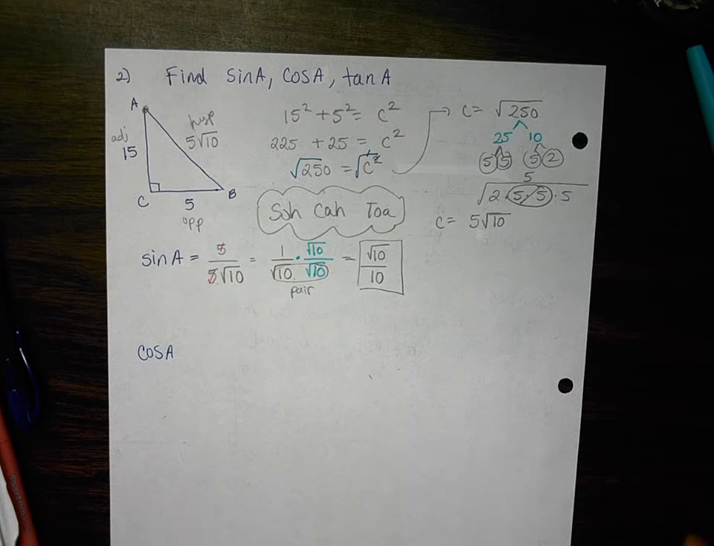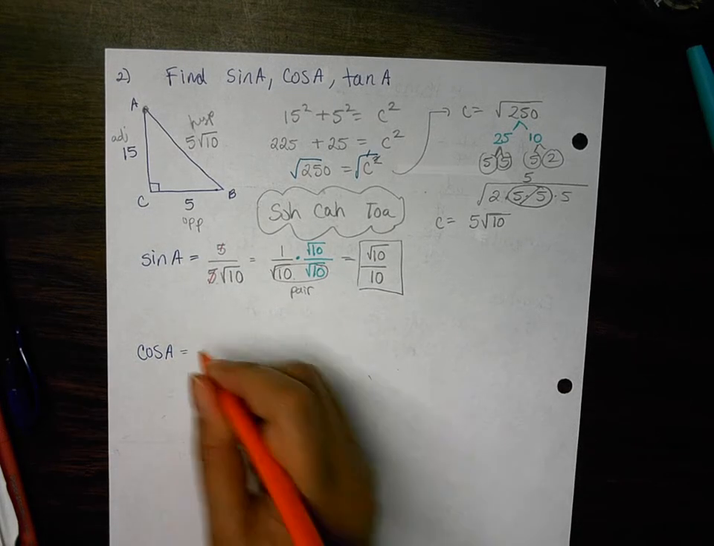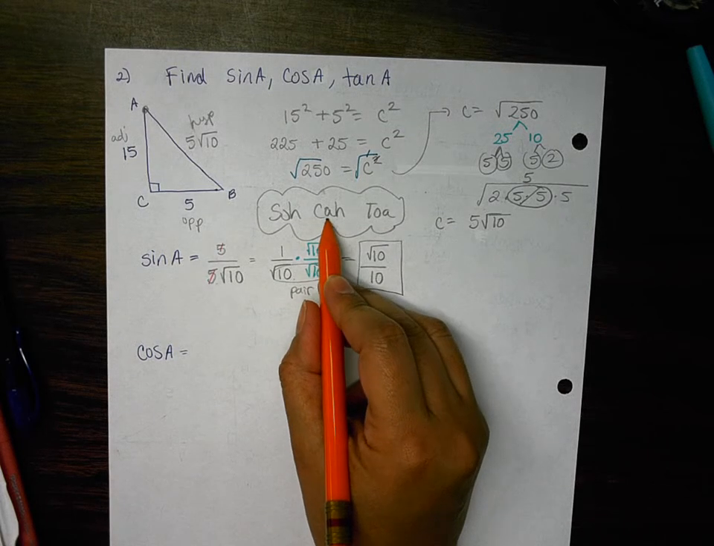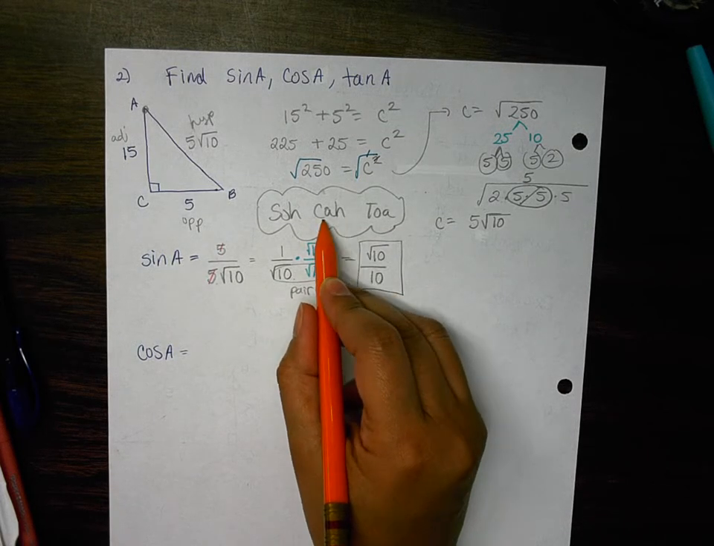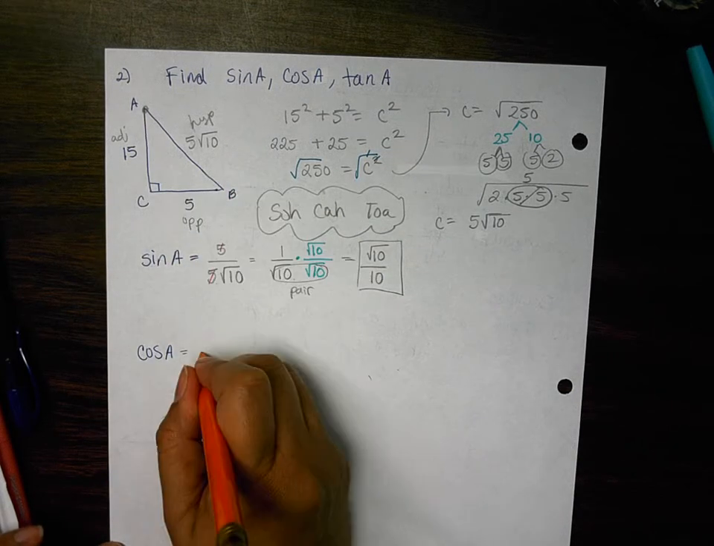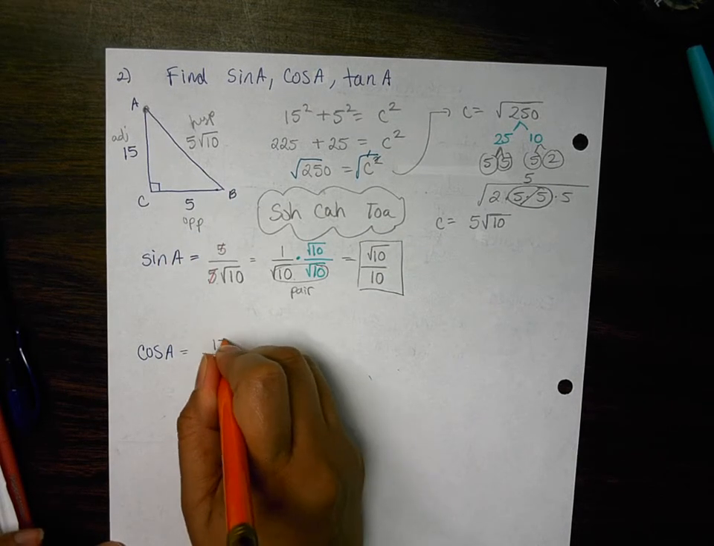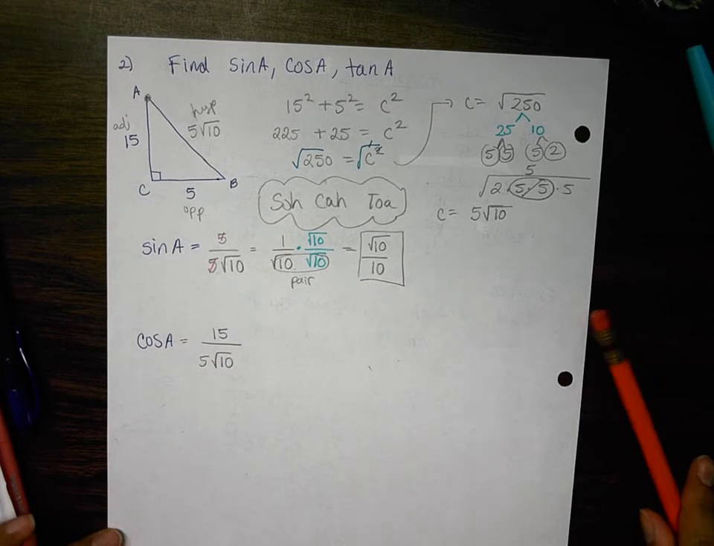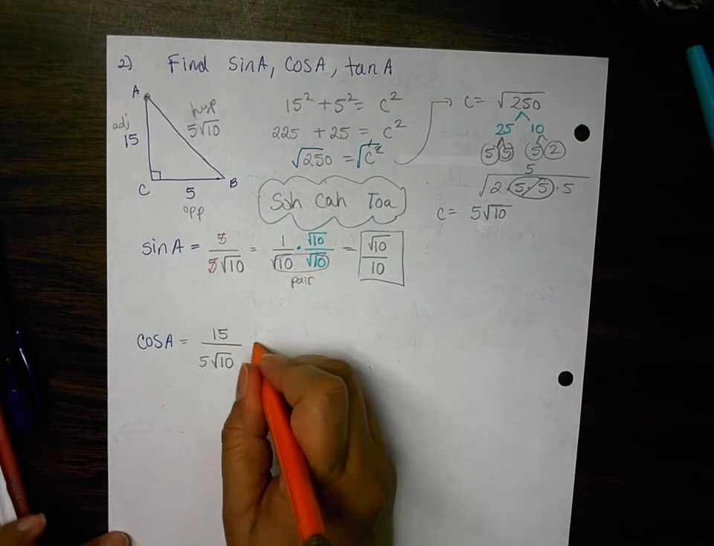Looking here, what is cosine in words? Good job. Adjacent over hypotenuse. You have it all labeled. That's what over what? 15 over 5 root 10. Does anything reduce? The 5 and the 15.